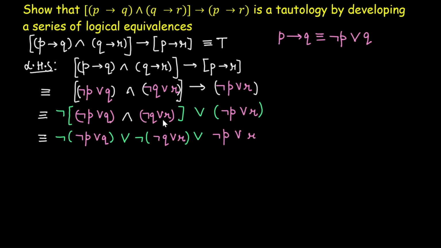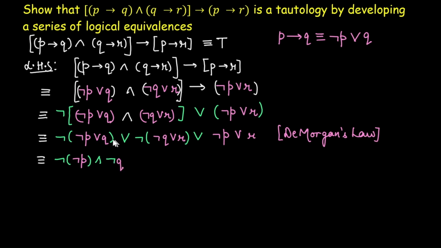Here we have used De Morgan's law as we have taken negation over this bracket. So we will put the name of the law, that is by using De Morgan's law. Now again we can distribute negation over this bracket. Even in this case, we have negation of negation P, negation of RS and then negation of Q.